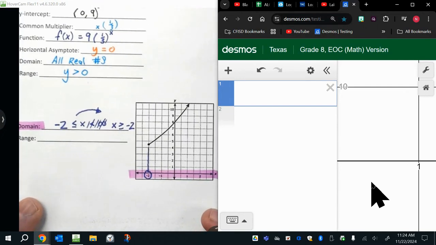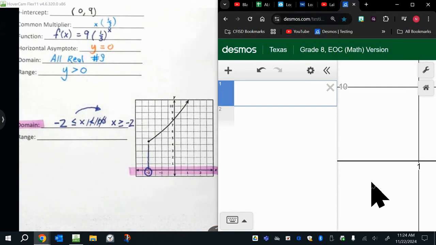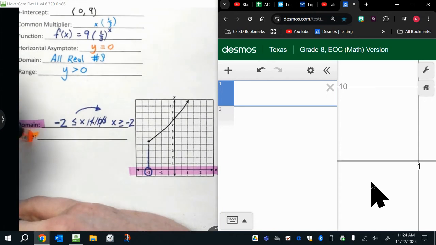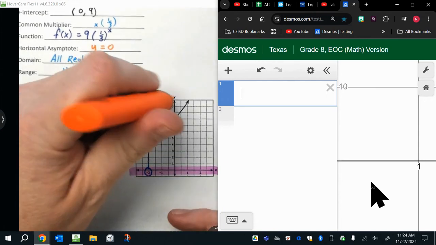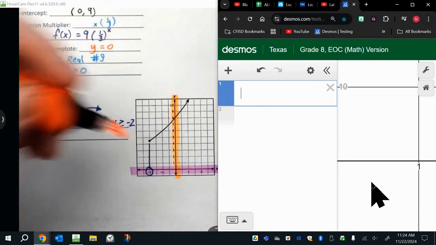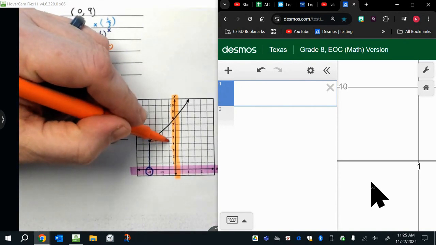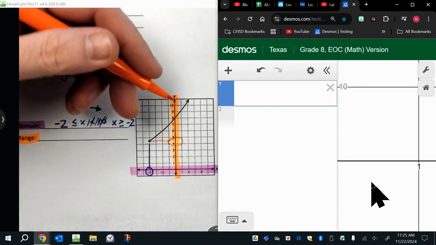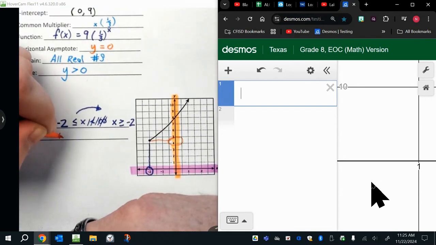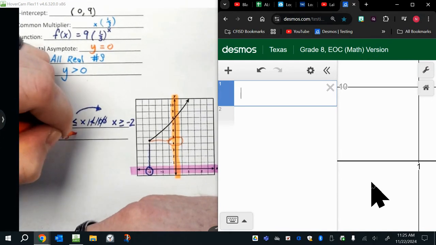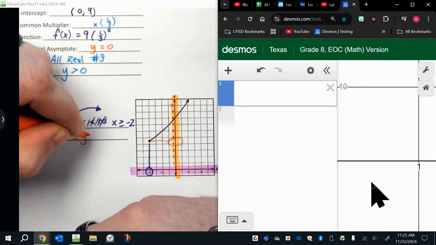All right, and my range. What is my range? Well, I'm going to do the same thing, except now I'm going to look at the y values. And again, we start from the lowest. What is the lowest that the line goes? The lowest that the line goes looks to be about, if I were to take this back over here, about 4.5. And then I would say it goes up forever.